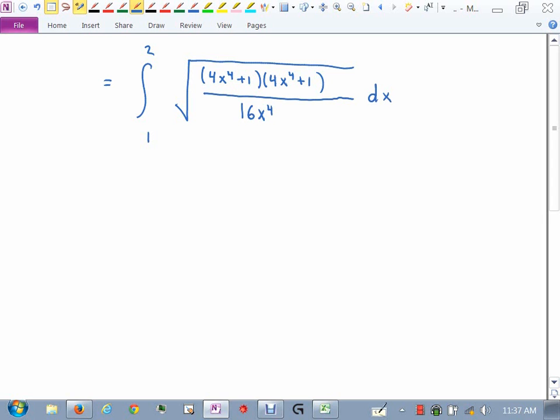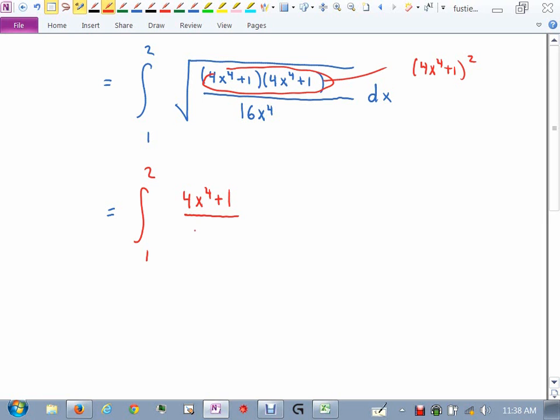Right, if I FOIL that out, I get back to 16x to the 8th plus 8x to the 4th plus 1. And like I just said, because there's two of those, that's the same as 4x to the 4th plus 1 squared, but then you're going to do the square root on top and bottom, so it'll go away. So we should just be at integral 1 to 2, 4x to the 4th plus 1 on top. And then we have to take the square root of the bottom, which is 4x squared dx.